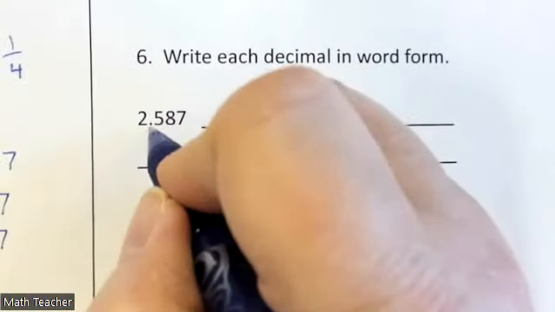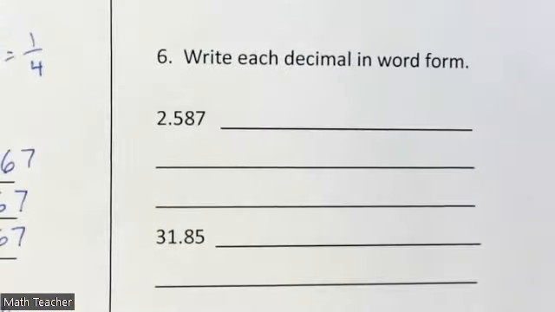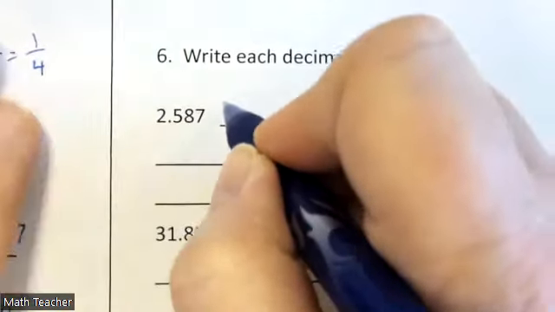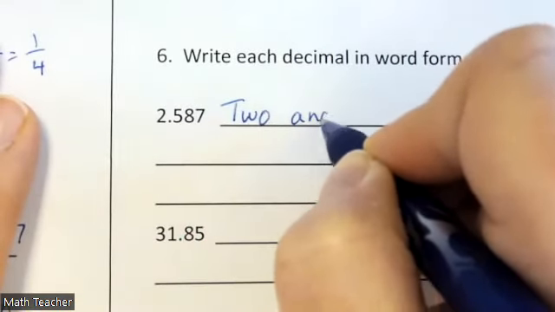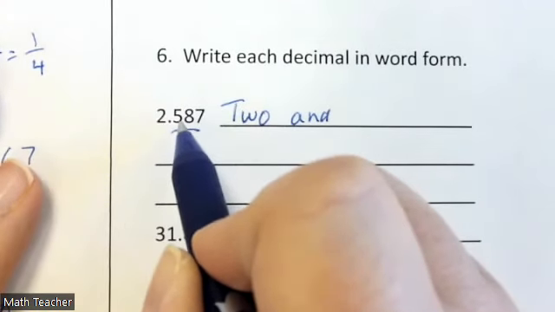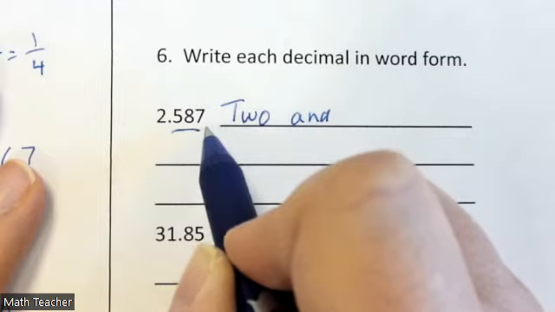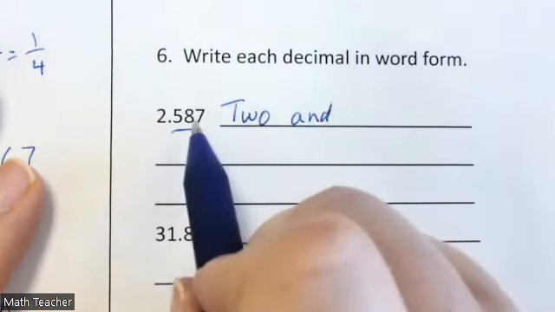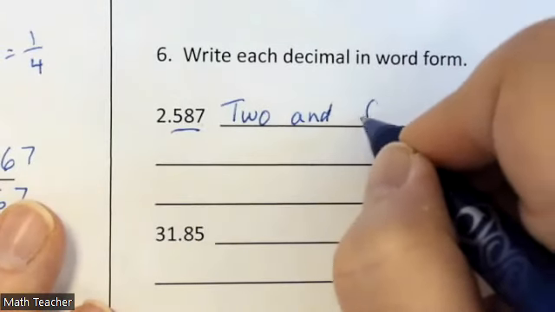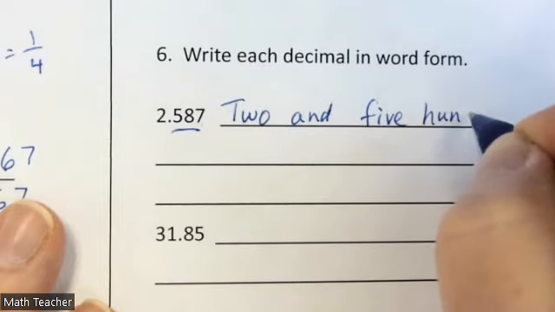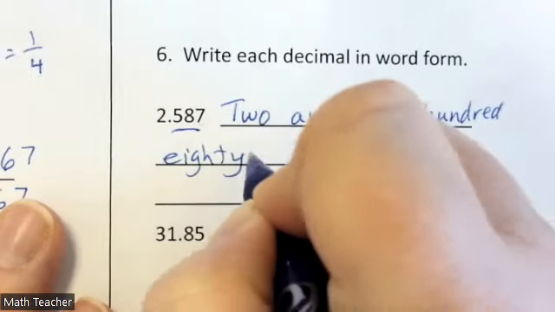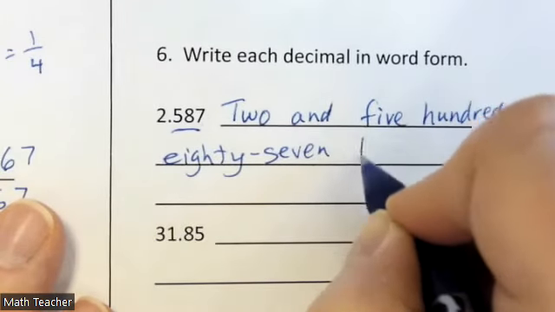Write each decimal in word form. When we read a decimal, we pronounce "and" for the decimal point, unless there's a dollar sign in front of the number, then we would read it as dollars and. So this is 2 and. Then we read the number the way that it's written, and then the place value of the last digit. We would say 587 because that's the number 587, and then we would use thousandths because the last digit is in the thousandths place. 587 thousandths.